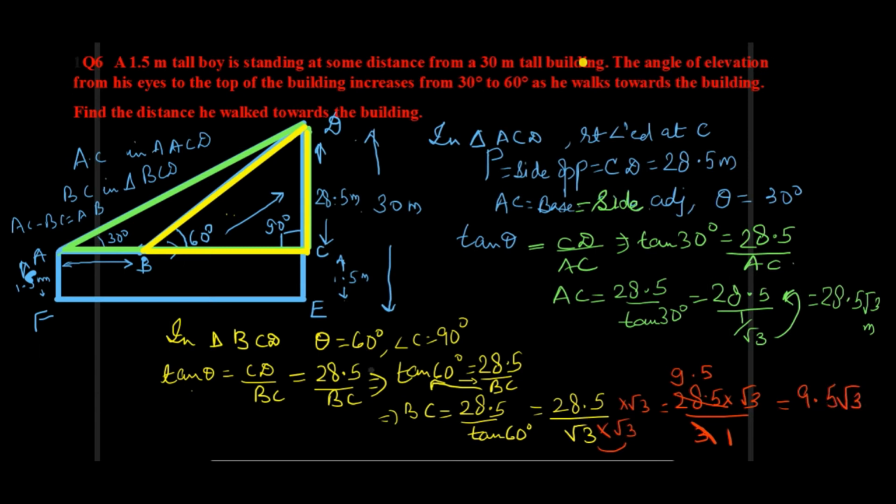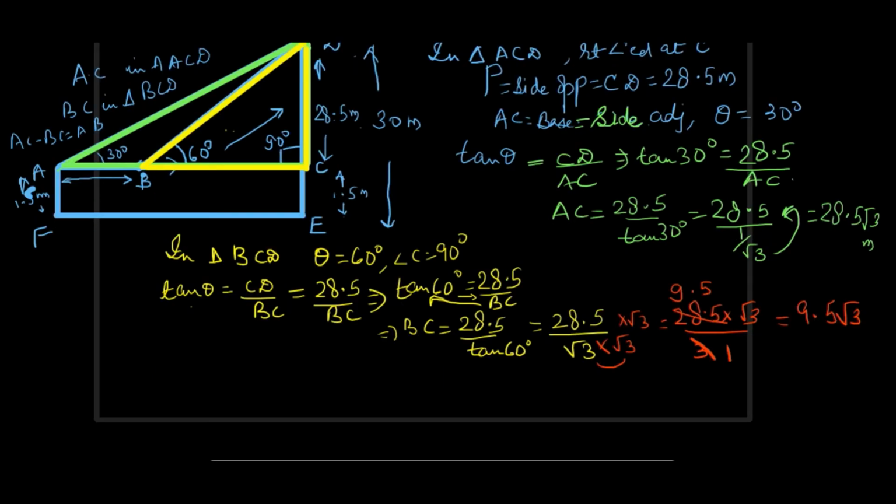Okay. So now we need to find what? Now we need to find AB. This is the distance he has moved. Okay, so AB will be AC minus BC. So AC was 28.5 root 3 minus 9.5 root 3. They are like terms. Okay, so 28.5 minus 9.5 will give you 19 root 3 meter. So he walked 19 root 3 meters. Okay, so this is your answer.